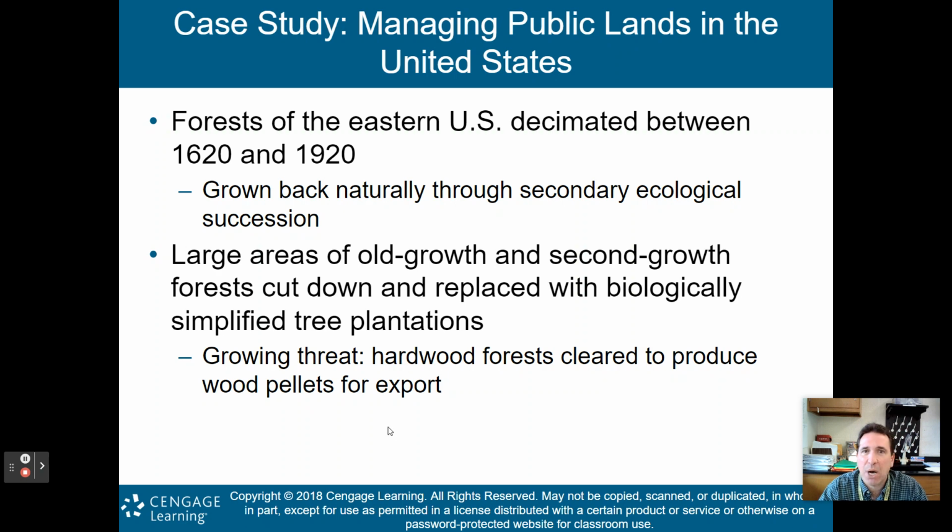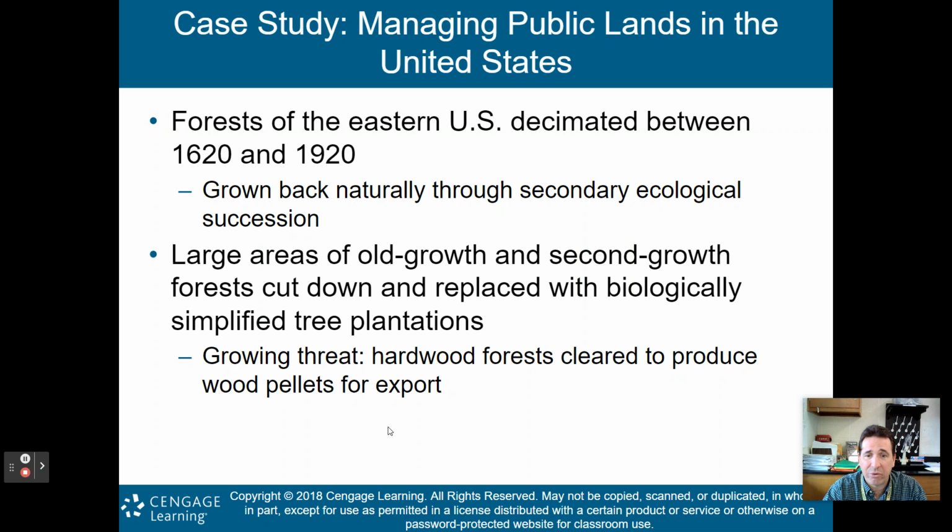How do we manage public lands in the United States? Well, between 1620 and 1920, forests in the eastern U.S. were decimated. They were only grown back naturally through secondary ecological succession, because between 1620 and 1920, we clear cut everything in this country. Large areas of old growth and second growth forests are cut down and replaced with biologically simplified tree plantations. I showed you some of those palm tree oil plants previously. It's happening here in the United States as well.